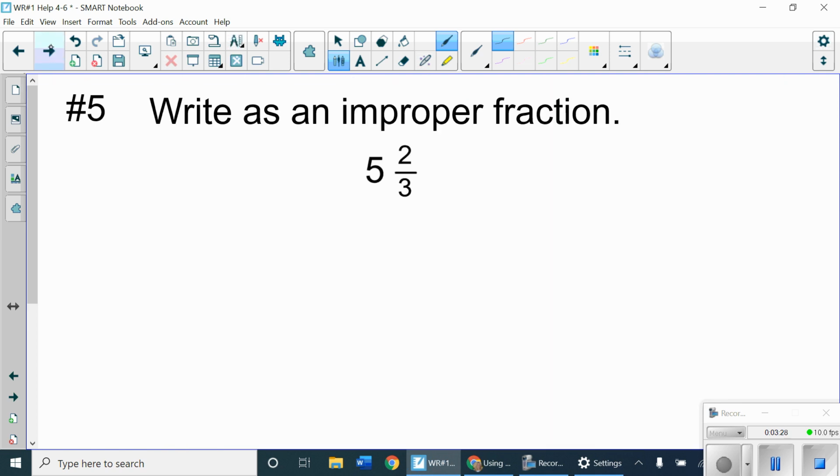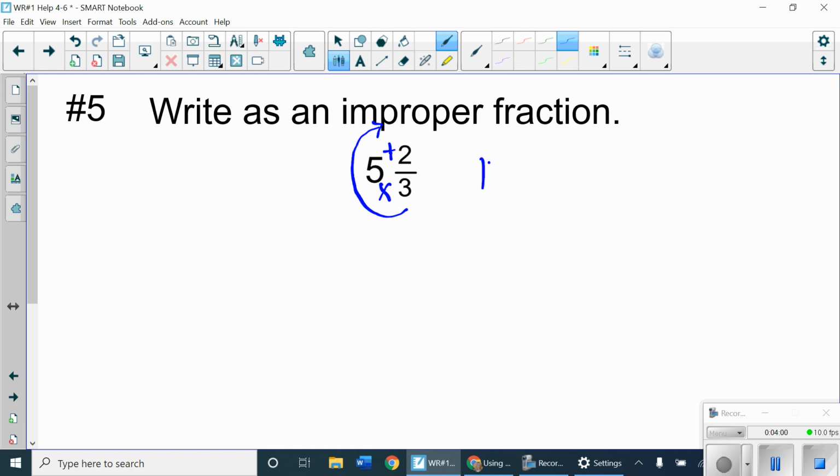Okay, example number 5. Write this mixed number as an improper fraction. How we do that? Well, I call it times plus. I don't know what the correct mathematical form is, but I put a little times sign right here and a little plus sign right here. You start at the 3 and you go around like a clock, clockwise. So 3 times 5 is 15, plus 2 is 17.